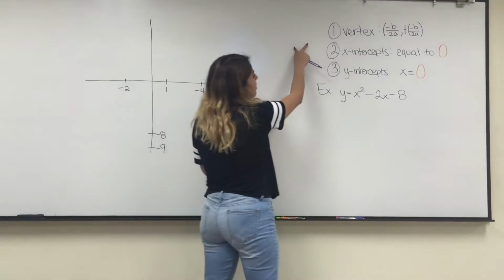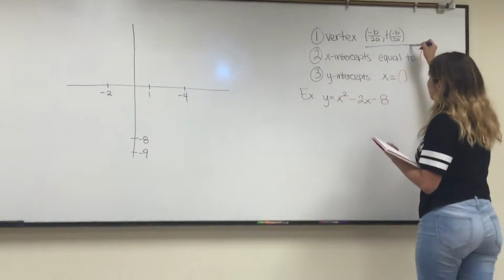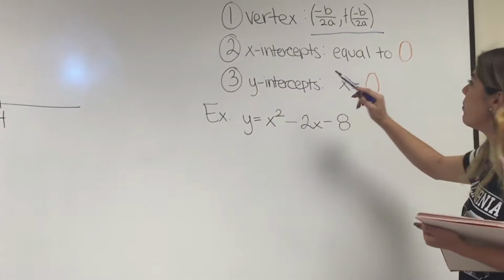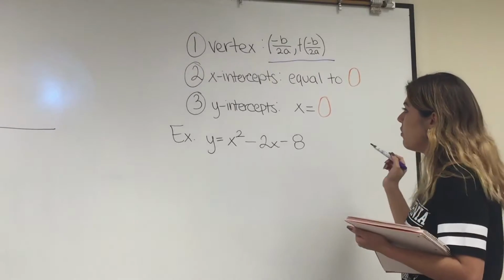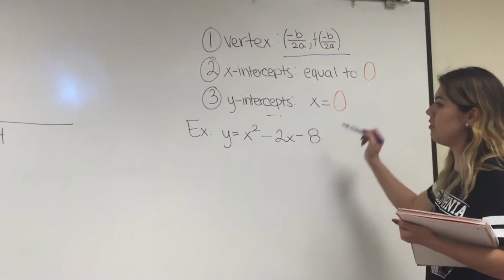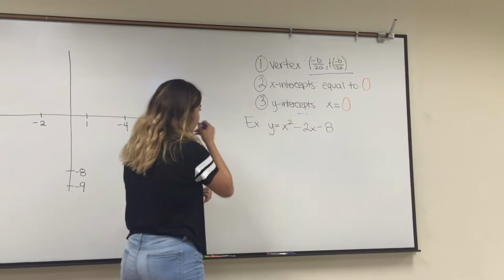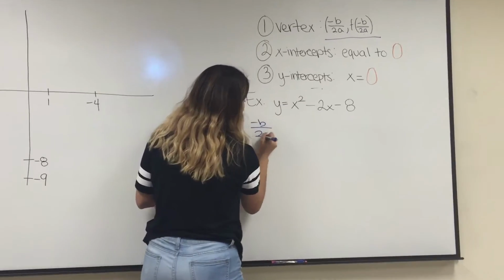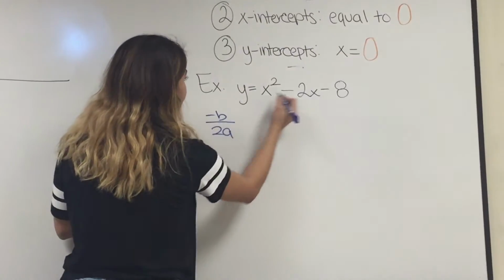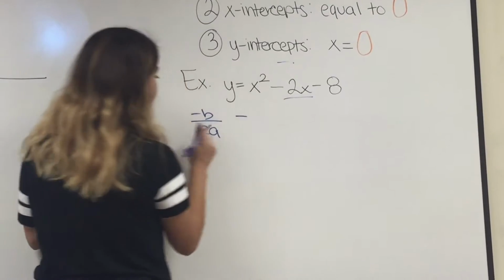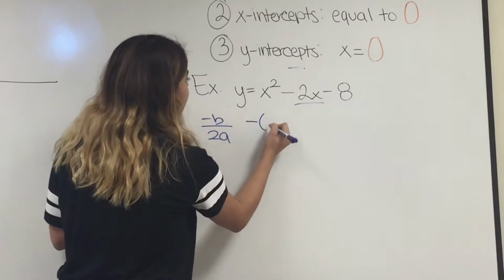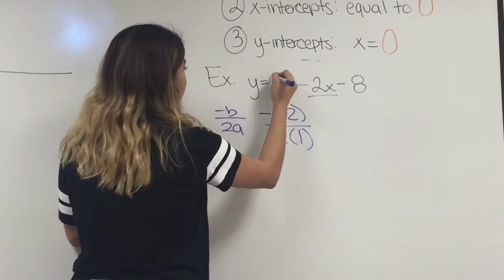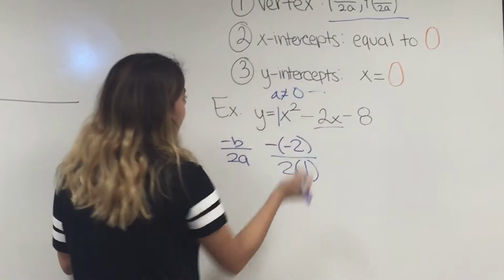So first off, the vertex, we find it by using this equation. So we just substitute the numbers into there, and then for the x-intercepts, we set the whole equation equal to 0, and for the y-intercepts, we set x equal to 0. So let's do this example. For the vertex, we're going to do negative b over 2a. So b is negative 2, so it will be negative, because there's already a negative in the formula, negative negative 2 over 2 times 1, because a can't equal 0.